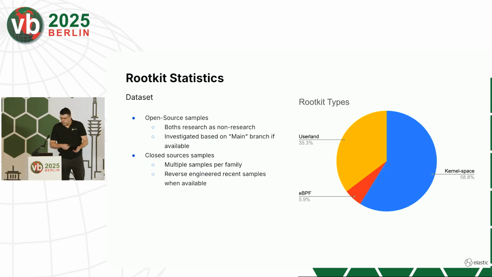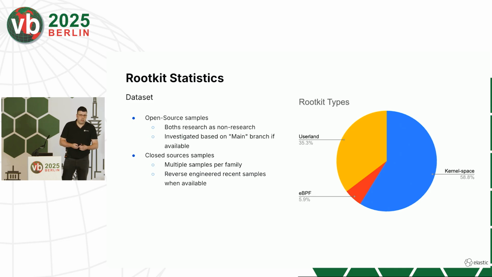As Ruben said, we took a look at a bunch of rootkits. We did some statistical analysis. And just to give you a view of the data set that we were working with, we collected 34 Linux families, not just samples, we had multiple samples per family, of course. And it was a combination of closed source, open source groups.